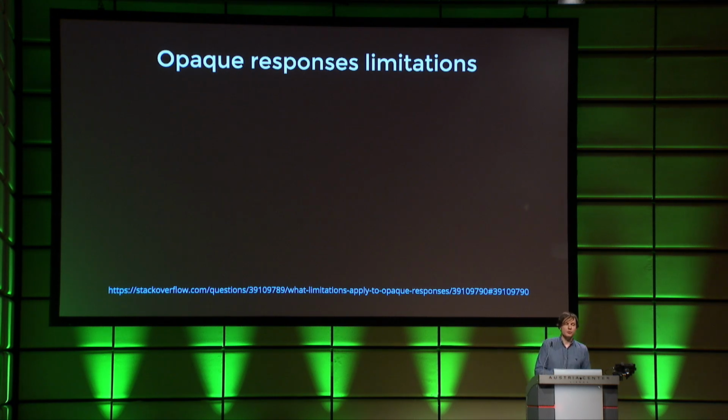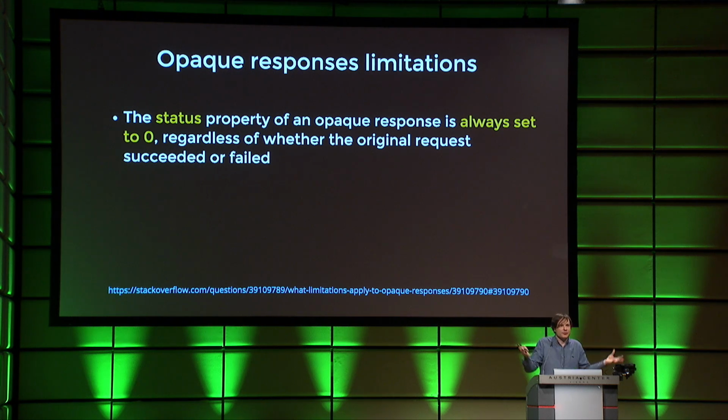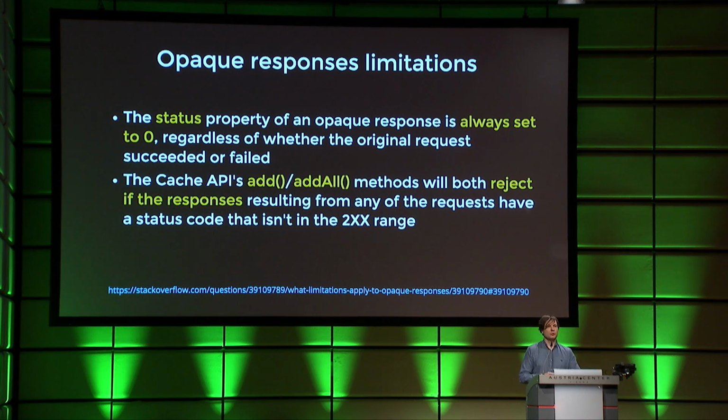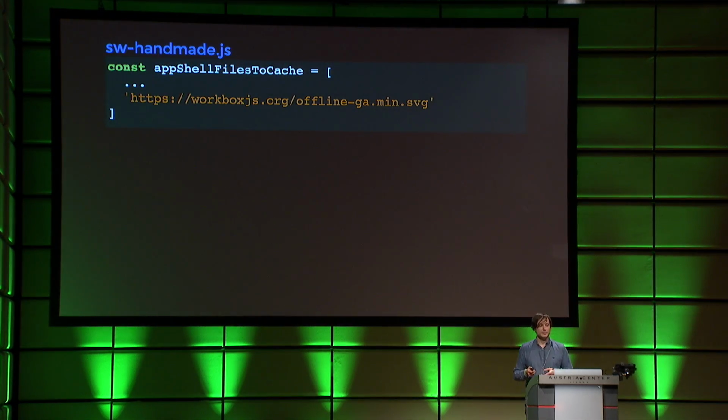The limitations of these responses are well known. In general, it's a black box for our JavaScript code. We cannot even tell whether the request was successful or not, so it always just returns 0 as the status. And obviously, our methods like add and addAll will fail because they expect statuses from the 200 range. What could we do in this case? Let's illustrate that with an example. Let's say we want to cache some file from some other origin.